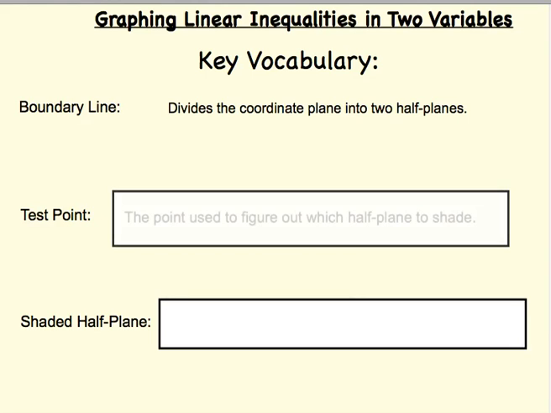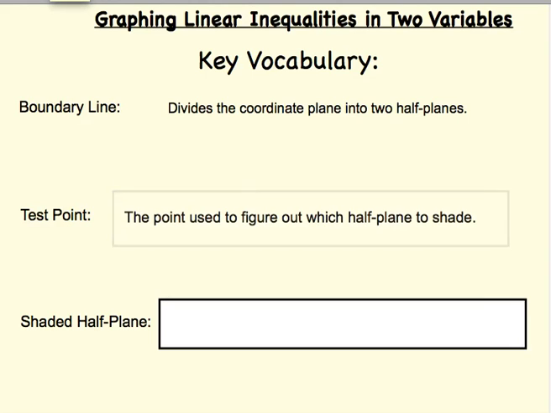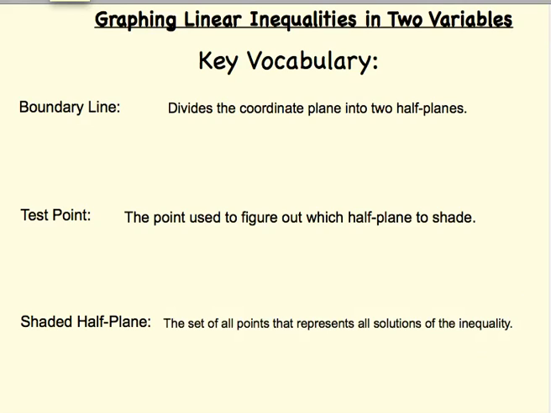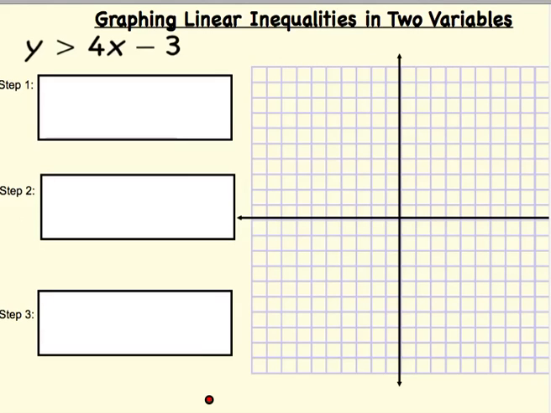A test point, we're going to have to use just 1 point. We're not going to have to test 3 like we did in the do now. We're only going to have to test 1 point. That point is going to tell us which side of the boundary line to shade, which is our last vocabulary, shaded half plane. So we're going to make a boundary line. We're going to cut the coordinate plane in half. We're going to test a point. Then we're going to shade the side that represents all the points that work. So let's take a look at an example.